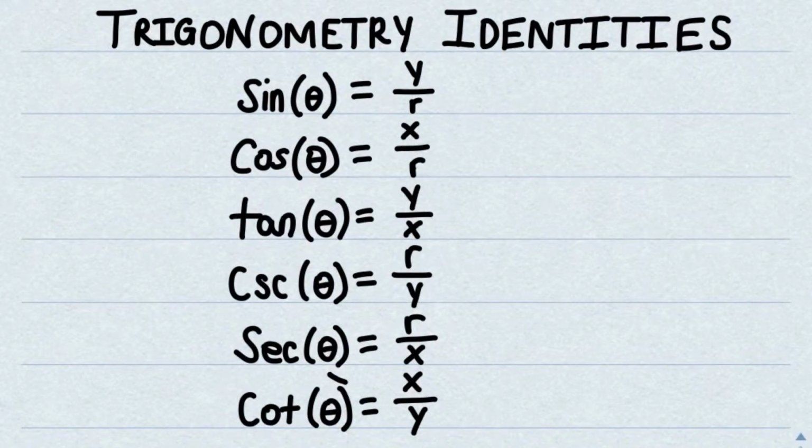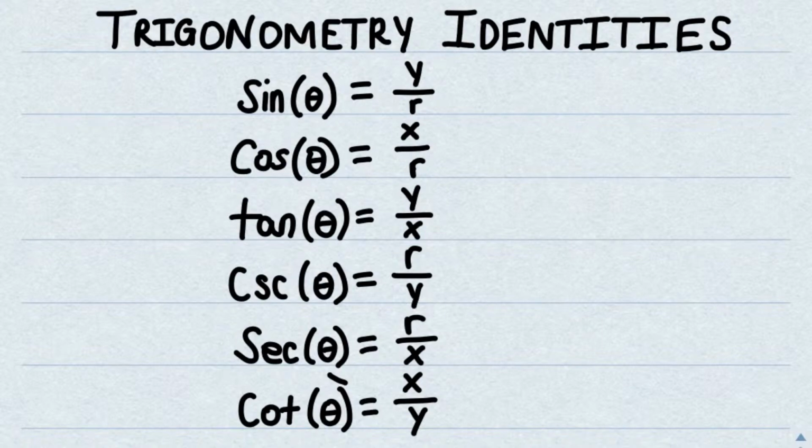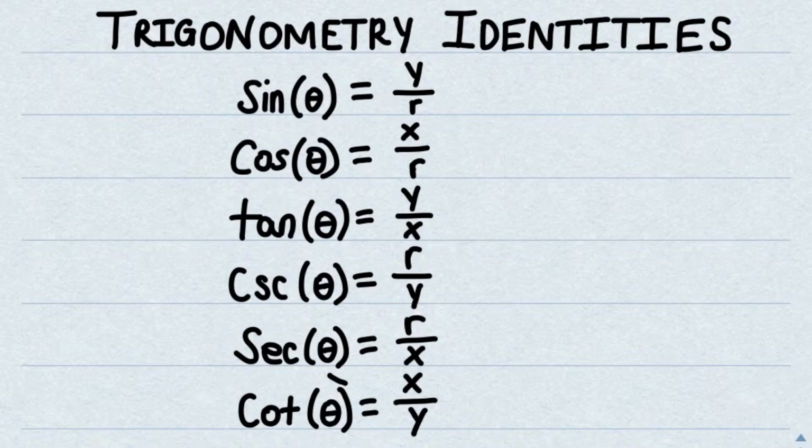Next, I would like to talk about the trigonometry identities, which will come into play when we want to find the x-axis, y-axis, and radius of a missing angle. So sine of any angle is equal to y over r, r being the radius. Cosine of any angle is equal to x over r. Tan of any angle is equal to y over x. And cosecant is the reciprocal of sine, being r over y. Secant being the reciprocal of cosine, being r over x, and cotangent being the reciprocal of tangent, x over y.